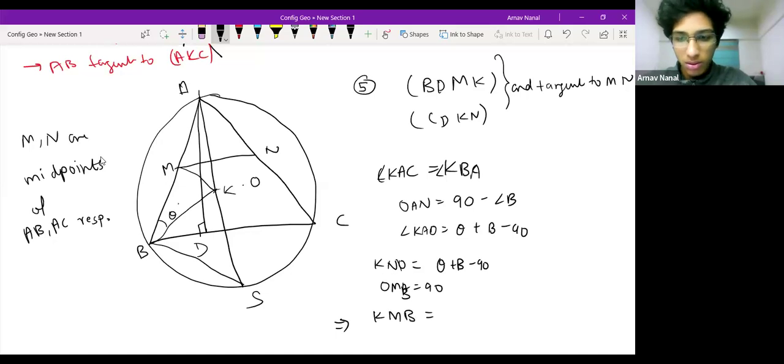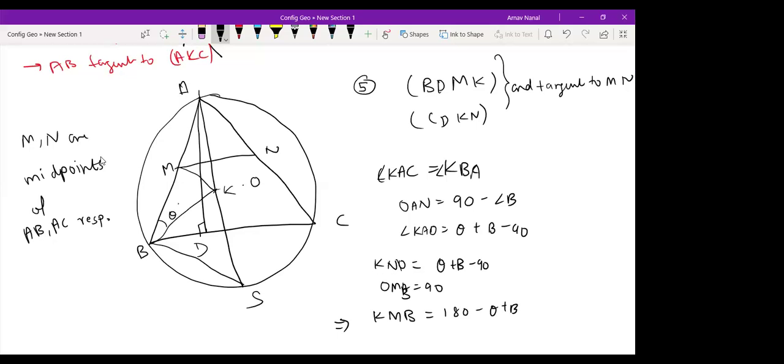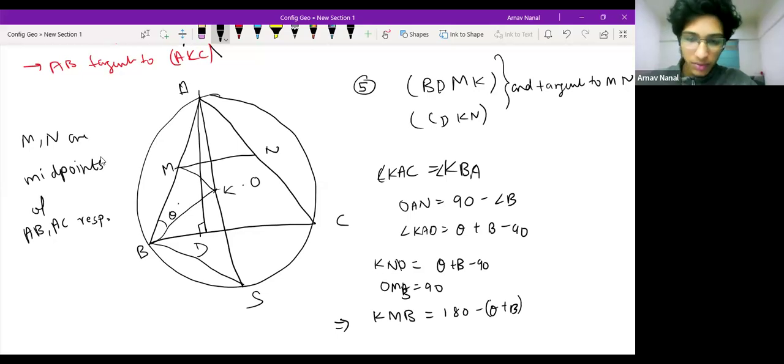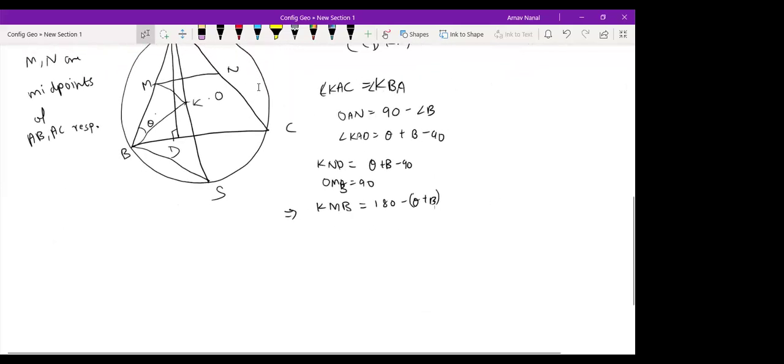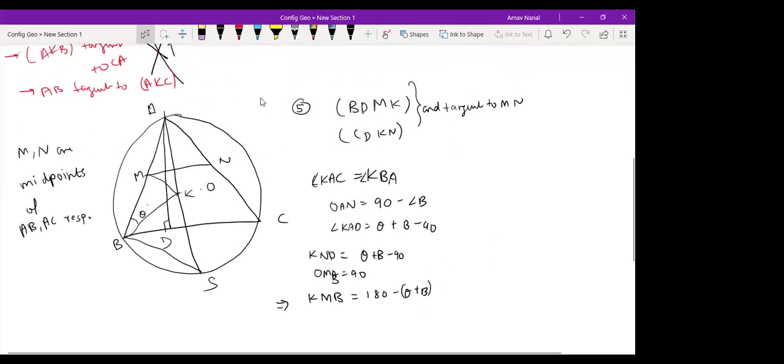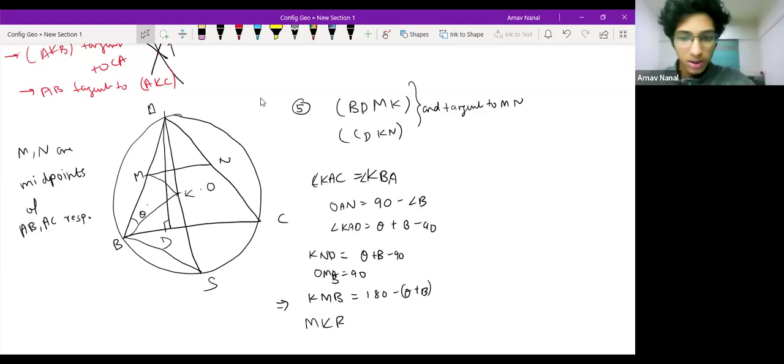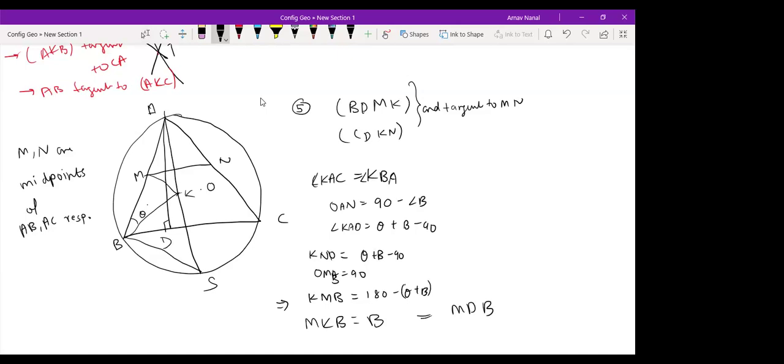So KMB is equal to 180 minus theta minus B. So then angle MKB is equal to B. But angle MDB is also B since M is the center of the circumcircle of ABD. So MKB is equal to B, equal to MDB. So we're done. Good.